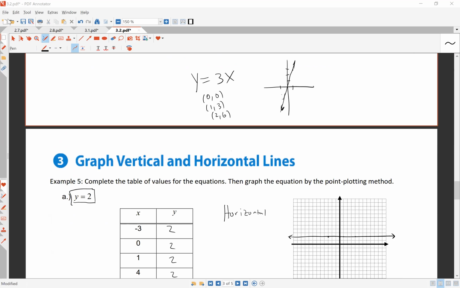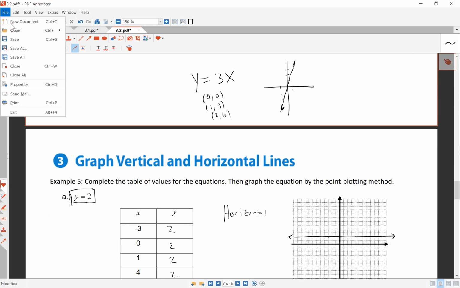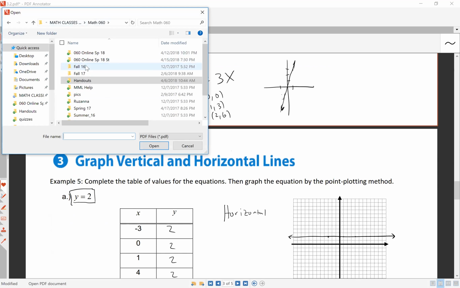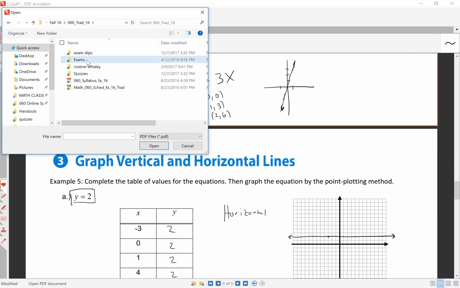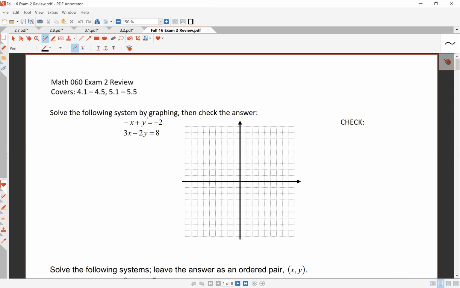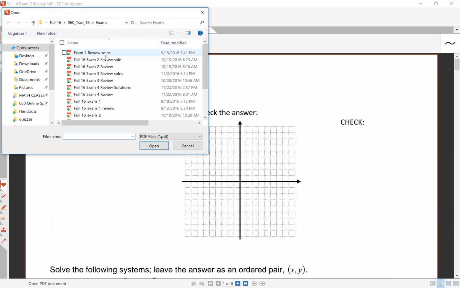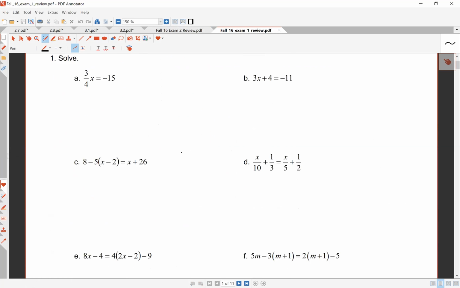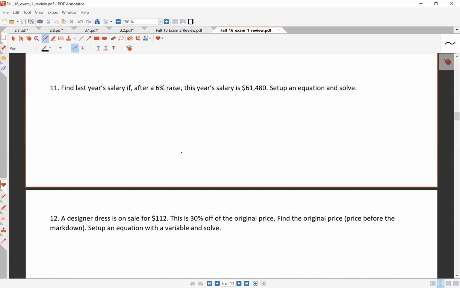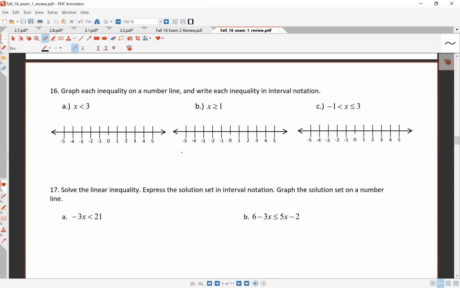Oh, it's even better than that. I'm going to give you a review. Let's see if I can find it. So it looks something like this. That's the wrong one. Exam 1 review. There it is. So I'm going to give you an entire set of problems to work out, and the exam will have these types of problems on them, but much less.